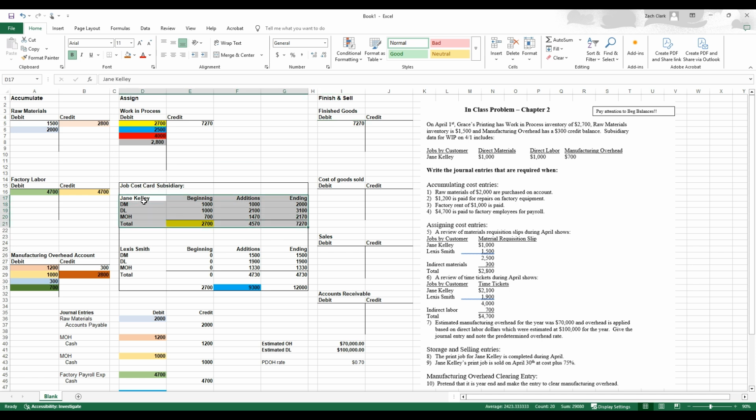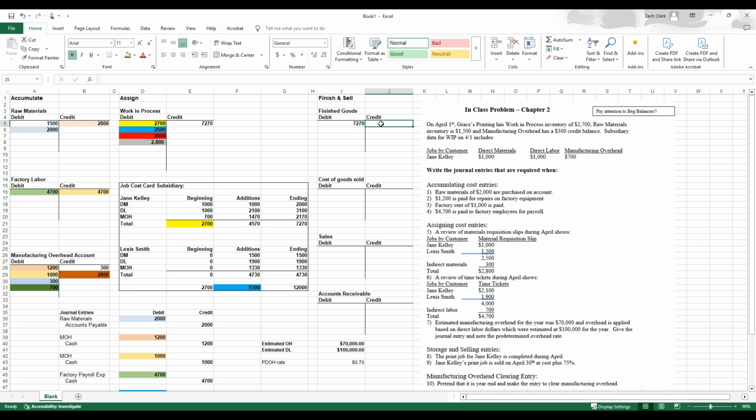So in next month, this would be gone, and the beginning balance for next month would now just be Lexus Smith, with the ending balance of the prior month becoming the beginning balance of next month, and we go through this whole process again every month basically. So we move the Jane Kelly job out of work in process into finished goods, and if we didn't sell it yet, it would just sit here at the end of the month. This is inventory too; it could sit there for a while, but it tells us that we actually did sell it. And it was sold on April 30th at cost plus 75%.